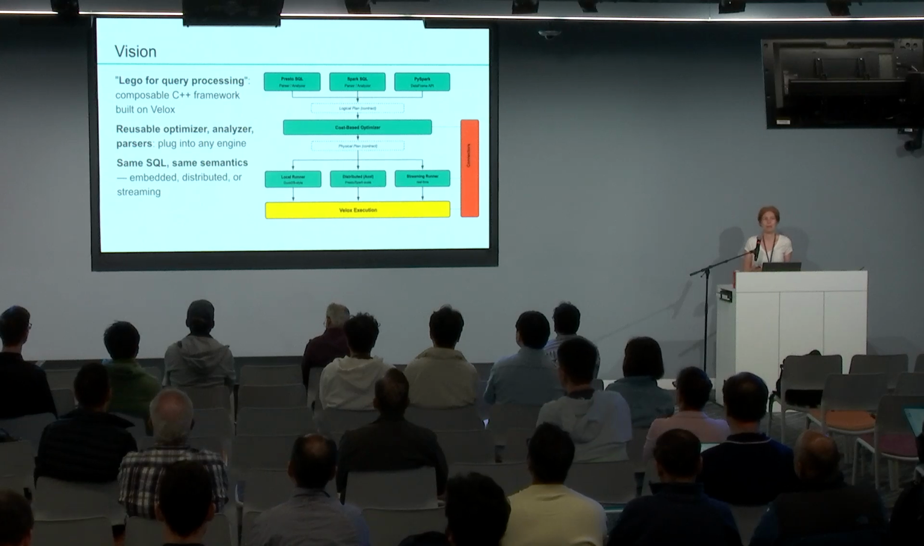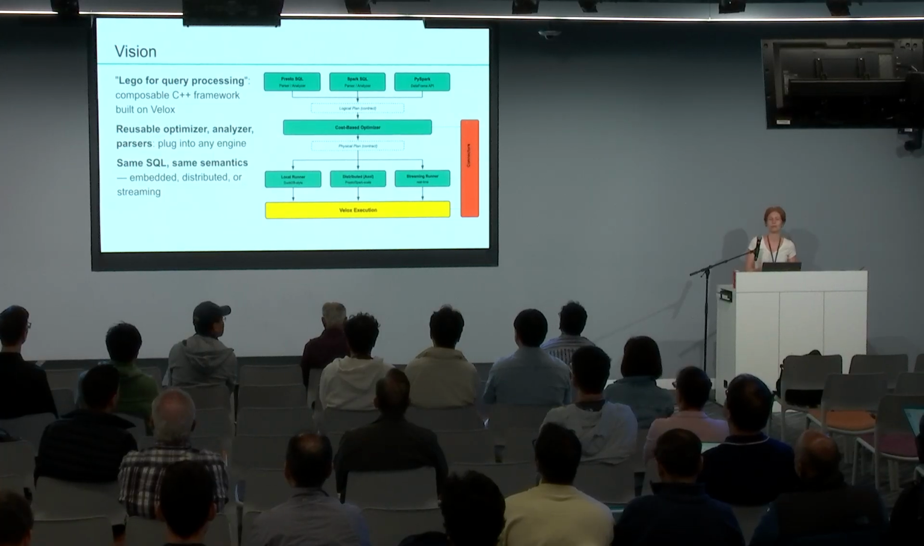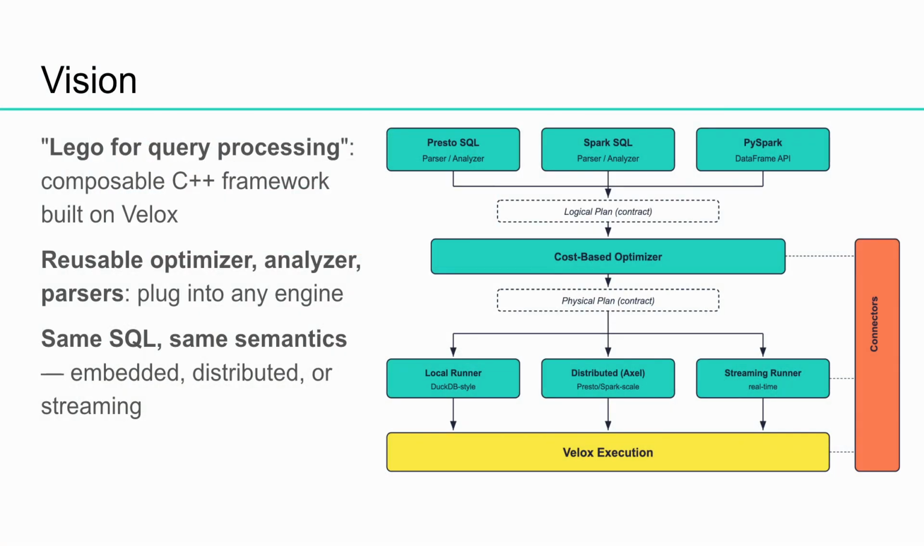So what do we mean by composable? Think of Axiom as Lego for query processing. You have a set of reusable pieces, an API, optimizer, runtime, and you can snap them together in different ways to build different engines. The pieces are compatible, but they don't restrict how you put them together. You can swap components, extend them, or replace them entirely. The key insight is that these pieces shouldn't have to be rebuilt for every new engine.